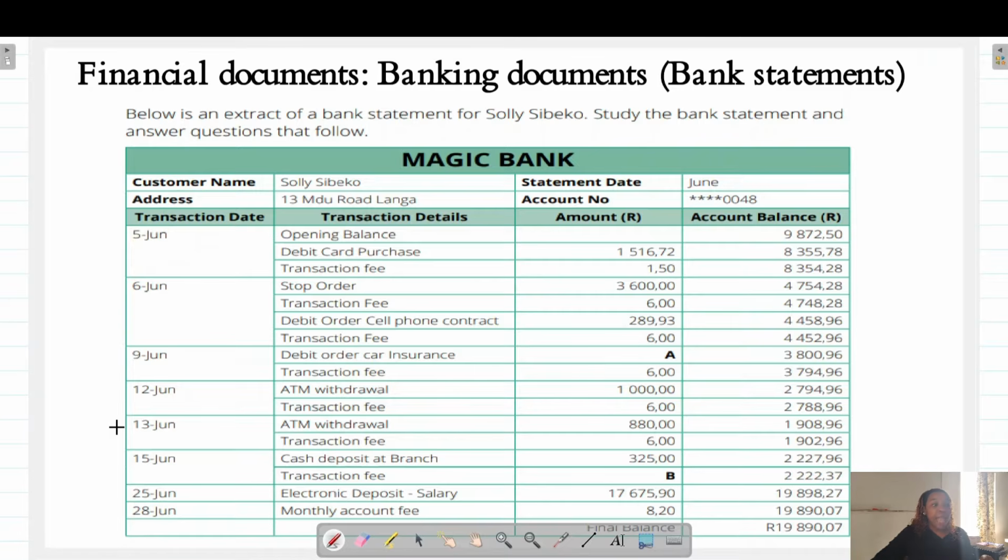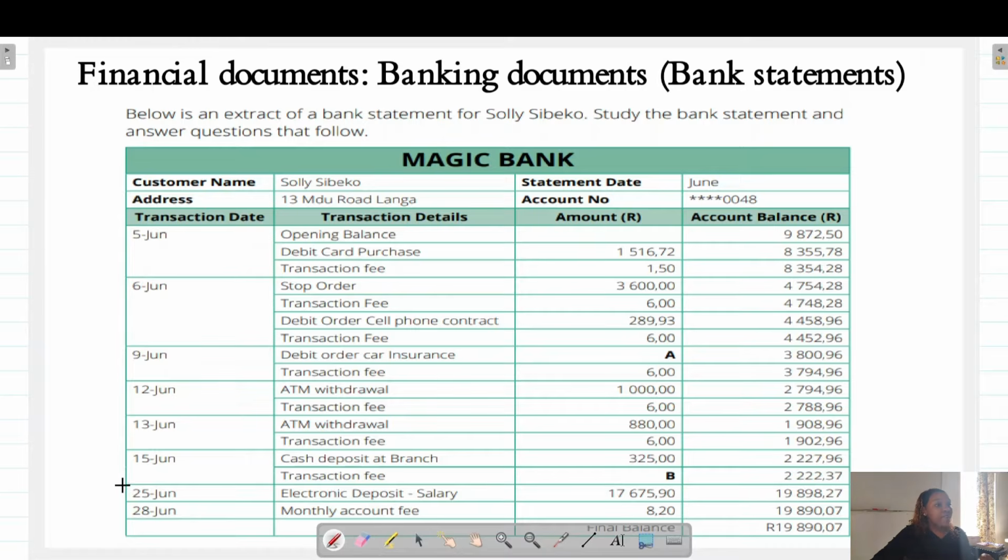We are given the bank that Solly Sibugo banks with, and it is Magic Bank. We are given the customer's name, Solly Sibugo. We are given the address of the customer, which is 13 Mdu Road, Langa. So that is Solly Sibugo's address. We are given the date on which this bank statement was issued. It's in June. And obviously, we're given the last 4 digits of Solly Sibugo's account number, and the last 4 digits are 0048.